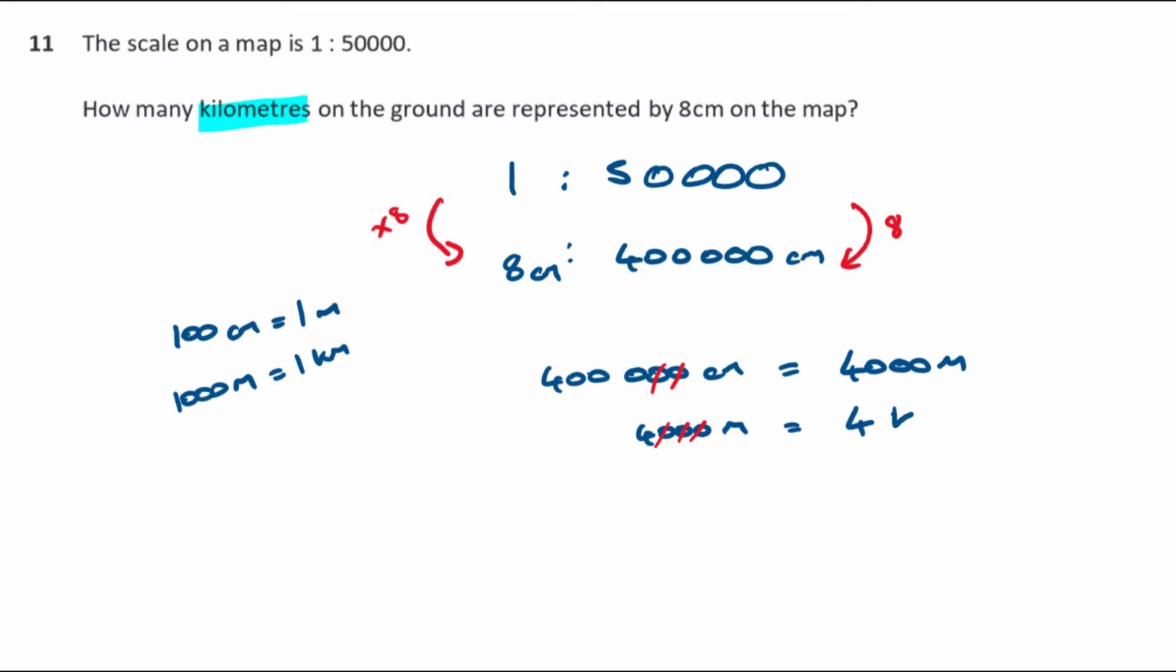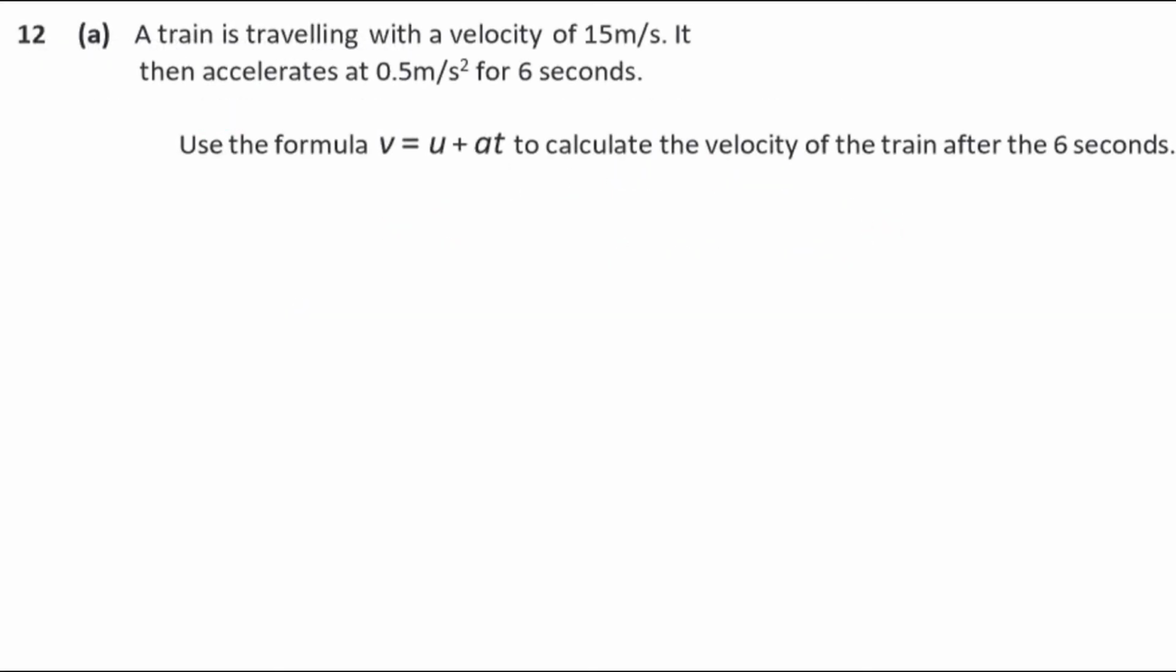4 kilometers. Question 12a, a train is traveling with a velocity of 15 meters per second. It then accelerates at 0.5 meters per second squared for 6 seconds. Use the formula v equals u plus at to calculate the velocity of the train after 6 seconds. Okay. Now v equals u plus at is quite a famous formula.